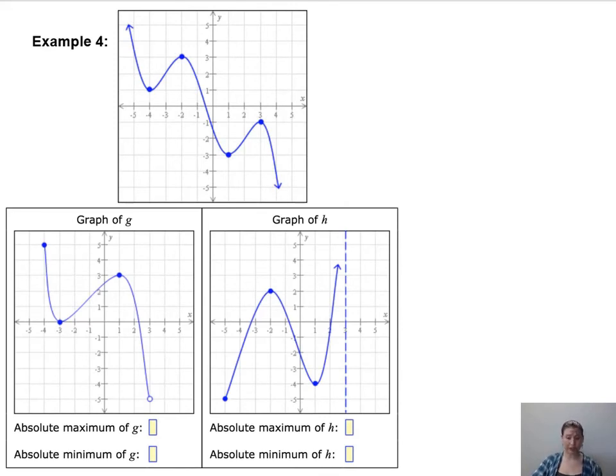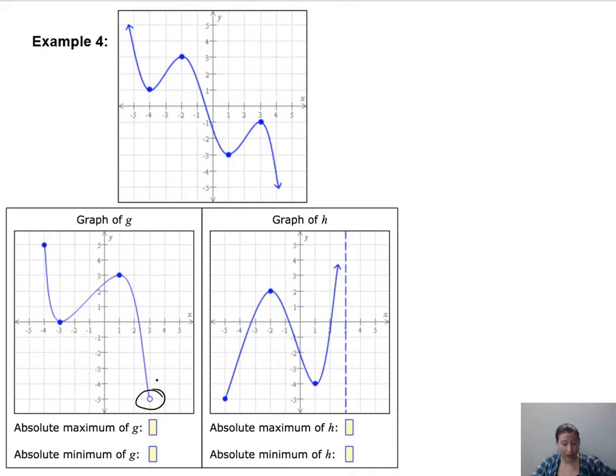So let's do graph G first. Graph G, well, it has two endpoints. However, notice something really quick here. This endpoint is not a filled in circle, so we actually won't consider it an endpoint, okay? However, let's see. What are they asking for? They're asking for the absolute maximum of G and the absolute minimum of G. Okay, so what would they be, right? Okay, absolute maximum. Let's think that one first.